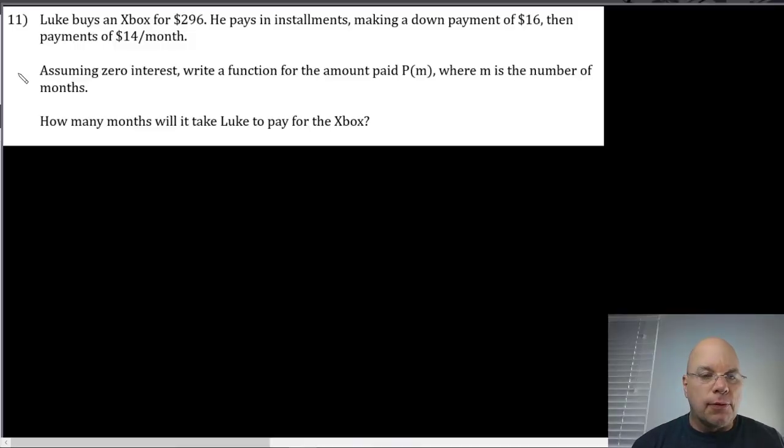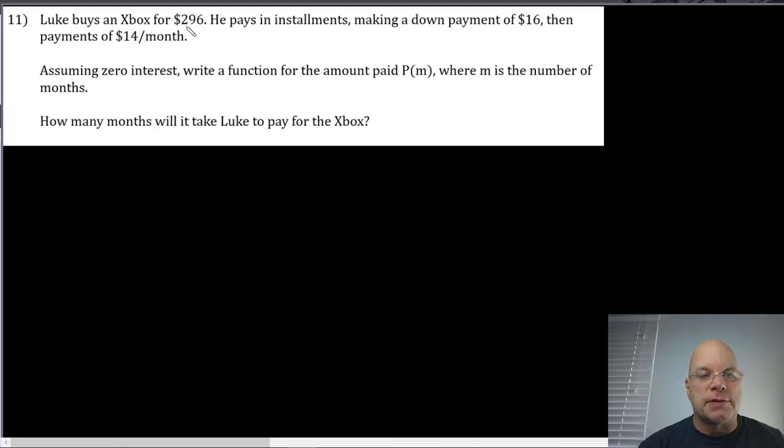Today we began looking at relations and functions, and we've actually been looking at functions for some time now, but we've been thinking of them in terms of sequences, arithmetic sequences, geometric sequences, and we've also been using some function notation for some time now. But today we're making it official, and so let's do problem number 11 together.